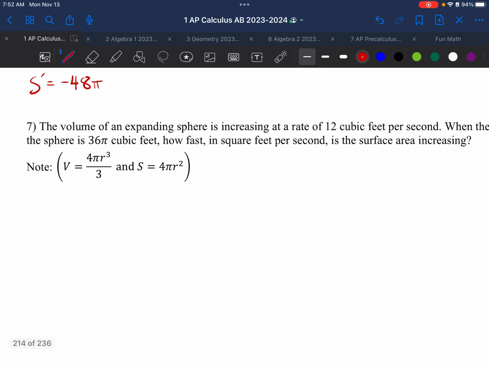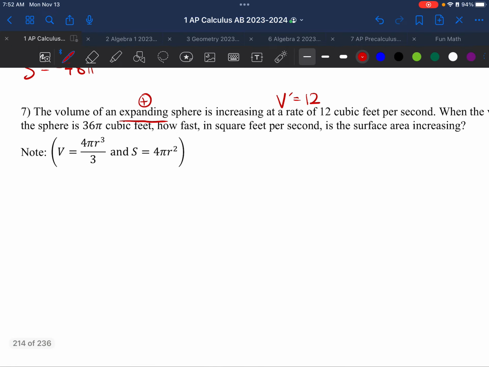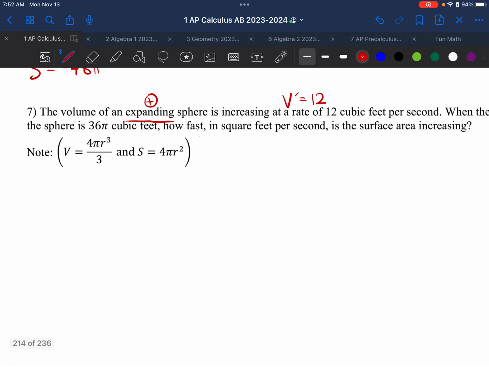All right, number 7, our final question for the homework. Volume of an expanding sphere. Okay, expanding is one of those words that means positive. It's increasing, so V prime is this positive 12. When the volume of the sphere, okay, so it tells us that the volume, not V prime, but just volume, is 36 pi.